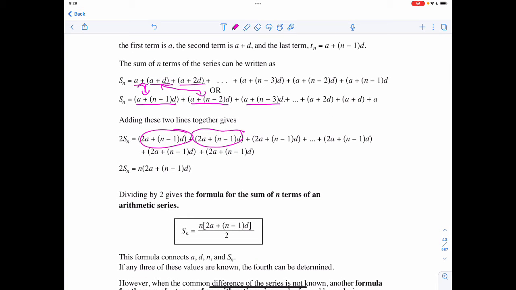When I simplify this, it just means that 2 times the sum will always be the number of terms times the sum of the first and the last term, 2a plus n minus 1 times d. That's always going to be what the sum of the first and the last term are. And then the sum of the terms will always require me to just divide by 2 at the end because I've added every single term twice.